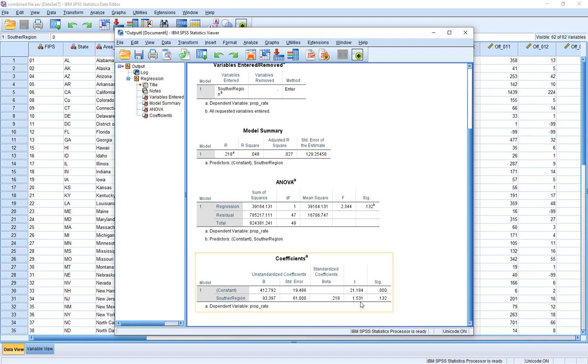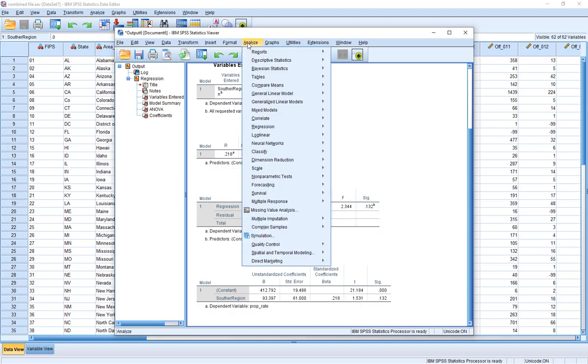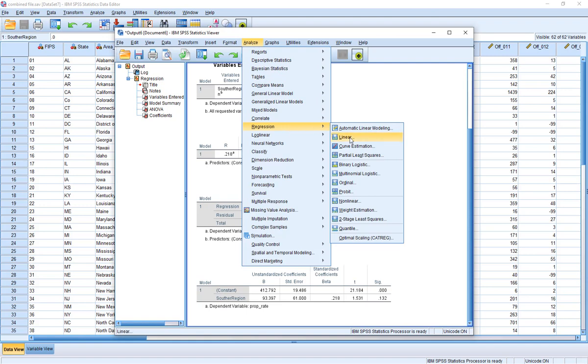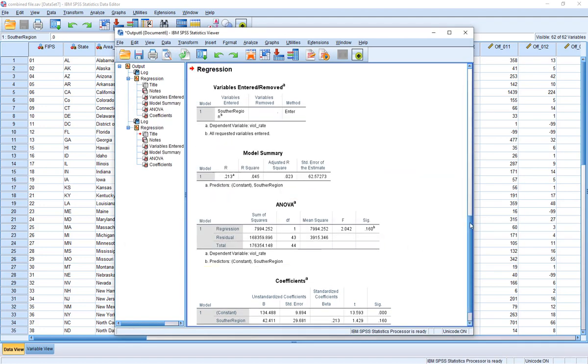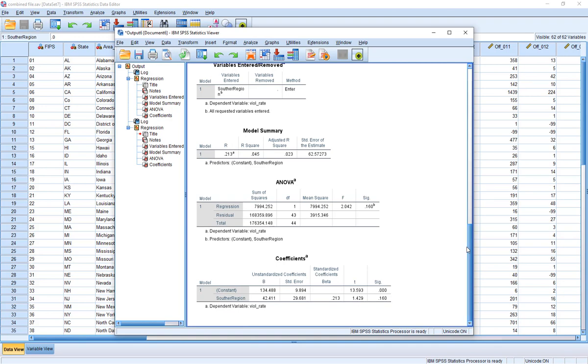So there's one last thing we can try here. And in part, when we talk about that idea of the southern subculture, it's usually a southern subculture of violence. Now, I've used property rate here. So let's run this one more time, but instead let's take a look and see what happens if we use violent crime as my outcome variable. So I'm going to say analyze, regression, linear. I'm going to take property out. I'm going to move violent in, and let's see if it makes a difference. And in fact, you can see it really doesn't make any difference.